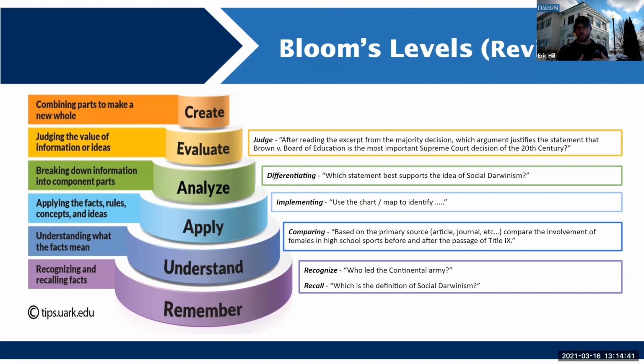Which one really supported the idea that this was the most important civil rights legislation of the 20th century, maybe even in this case, Supreme Court decision.